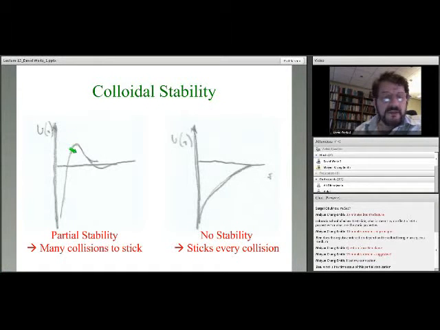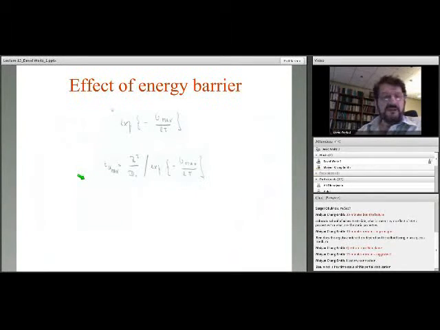Then it's just the collision, the attempt frequency, times this stabilizing factor, the exponential of this compared to kT, which is called the stability factor. That's shown here. And everything is slowed down by this destabilizing factor. So that tells you what the effect of the partial stability is.